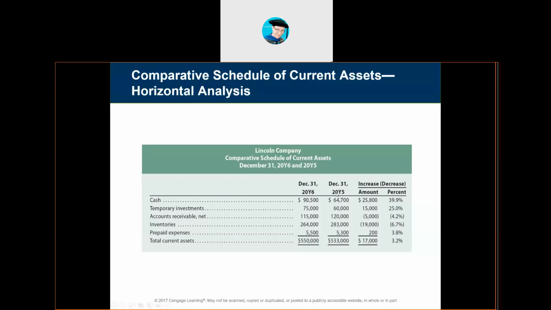2016 minus 2015 gets you the change in a dollar amount. When you express it as a percentage, in order to get a percentage, you need to divide. And so to do that, we take the new year minus the old year divided by the old year. And that gives you the percentage.